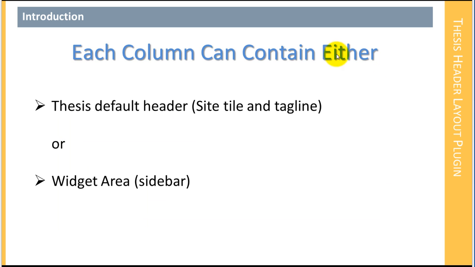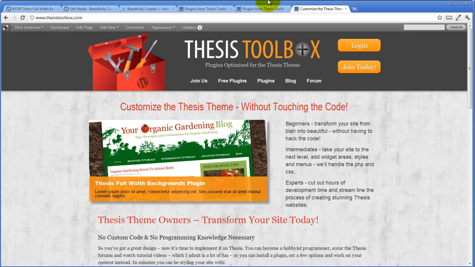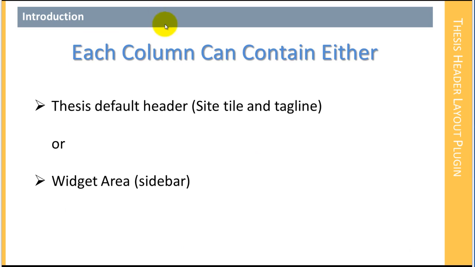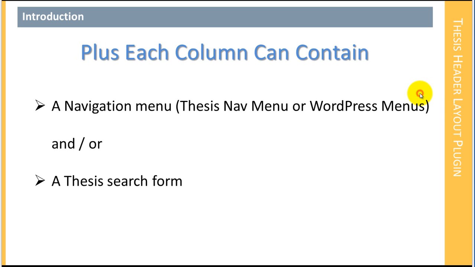And once you have those columns, each of those columns can contain either the Thesis default header, which is generally understood as the site title and tagline, or it can include a widget area. So if we come over and look at the site that we're working on right now, we have a menu up here at the top, and then we have the Thesis default header stuff, which is the name of the site, or what Thesis calls the logo, and then the tagline. So we can either have that, or it can be a widget area where we can drag and drop widgets.